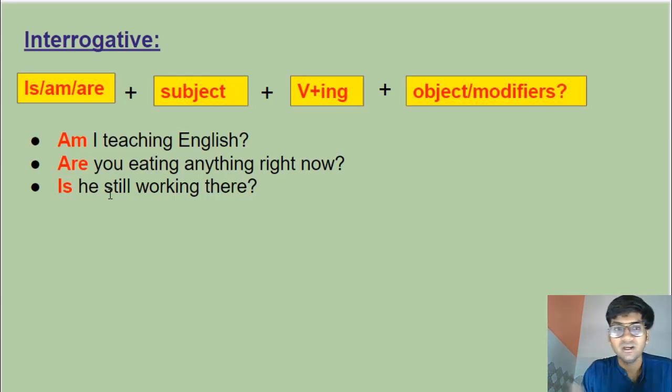Yes, no, whatever. So guys, if you form a question using this structure, the helping verb followed by the subject, followed by the verb in the progressive form, followed by the object or modifier, obviously the question mark, the answer is going to be in simple yes or no.